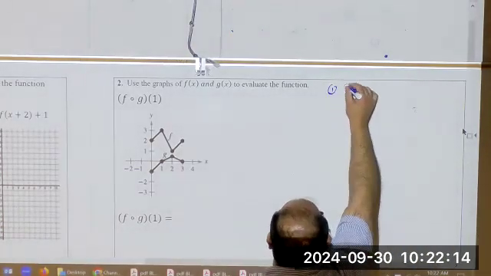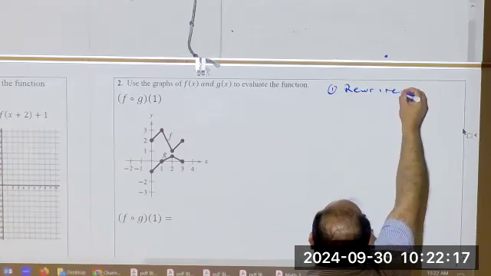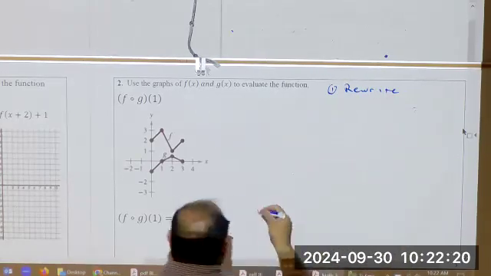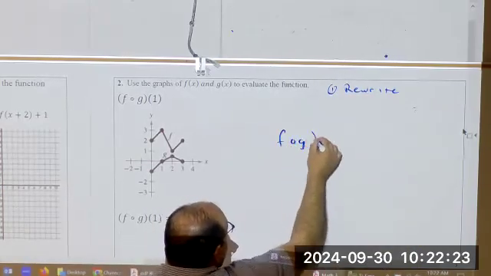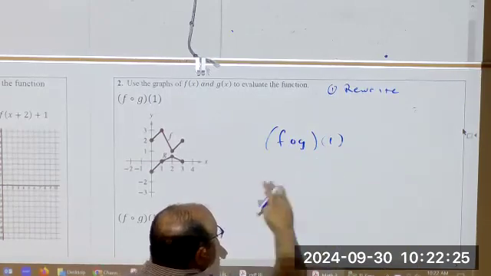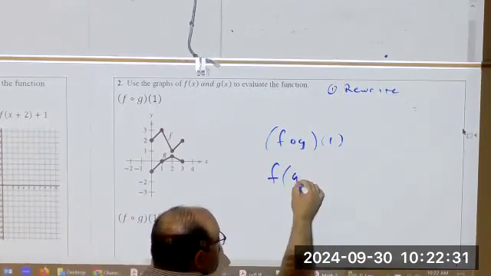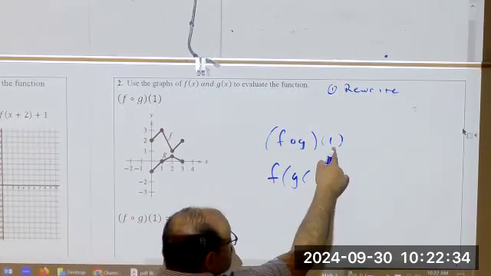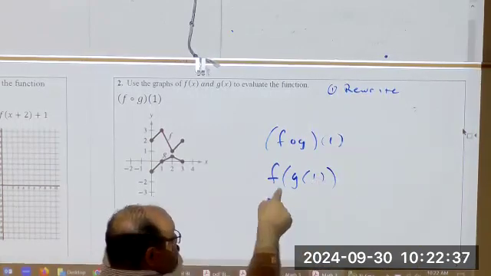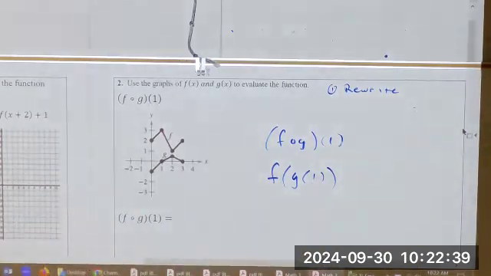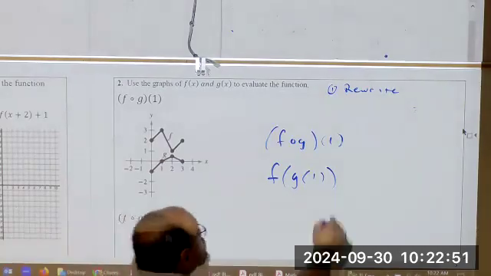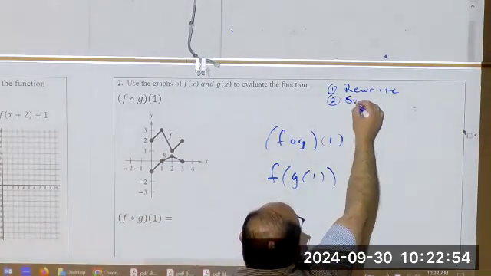Step 1, rewrite. What does this mean? So F circle G of 1, rewrite. The outer function is F of, inside that we're going to plug in G of, what we're going to plug into G is 1. So the first thing I have to see from you is F of G of 1, rewritten. So from circle notation to function notation, parentheses. You have to show that. Rewrite it. Step 2, substitute.